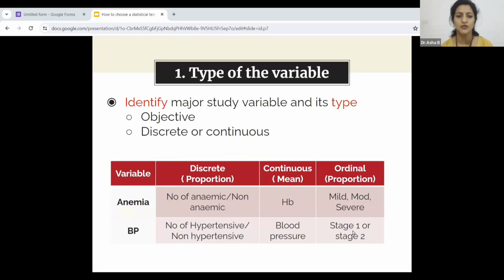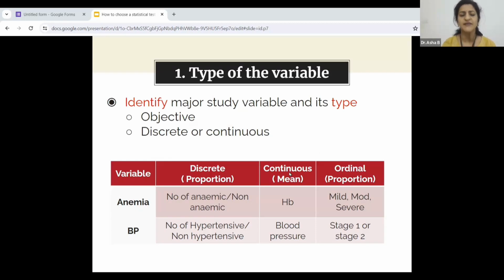First step in deciding about the variable is to identify the variable. Whenever we are doing a study, we have to identify what is the study variable. And from where do we get this? We get this from the objective. So once a variable is identified, the next step is we have to identify what is the type of the variable we are looking at.